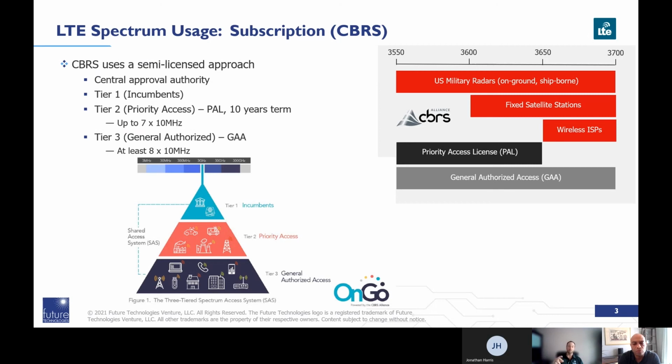So based on this tiered approach, private operators can now use either a combination of PAL licenses. If you don't have one, you could sublet from someone else, or just use your GAA spectrum to deploy your own private network.